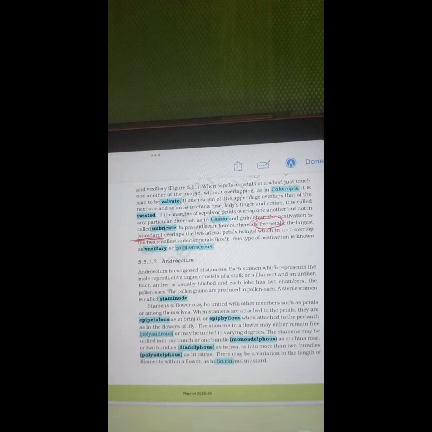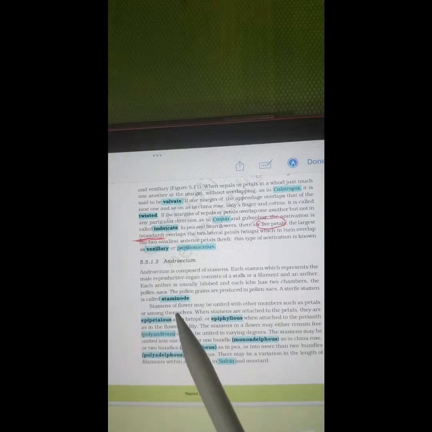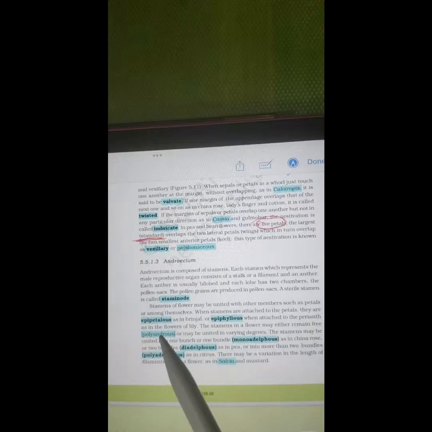Next, let's quickly move further. This is a staminode, epipetalous, epiphyllous, monoadelphous, diadelphous, polyadelphous. Staminode means when stamen is sterile. Epipetalous means when stamen is adhered to the petal. Epiphyllous means if it is attached to the tepals.